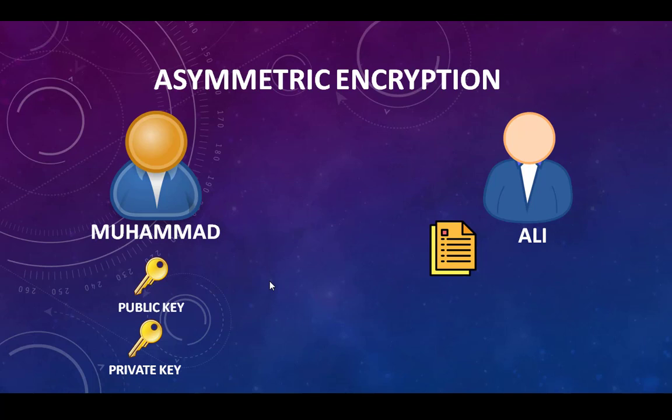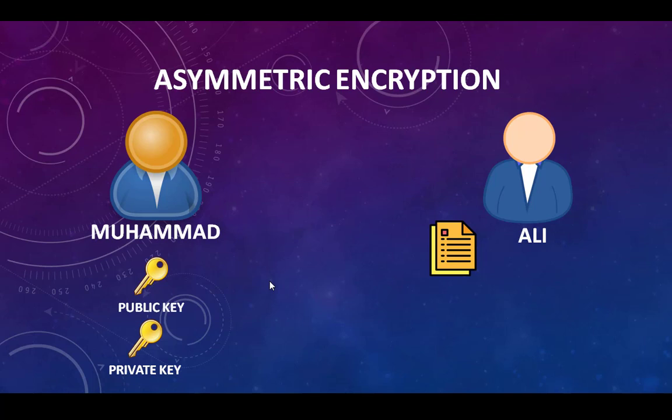If we have 10 or 20 computers connected, each computer has its own asymmetric encryption algorithm, and each computer has its public and private keys, the pair of keys. Let's suppose we have two parties, Muhammad and Ali, and the mode of encryption is asymmetric encryption. How does it work? Muhammad has two keys, a public key and a private key, and Ali also has a private and public key. So both the sender and receiver have their own keys.